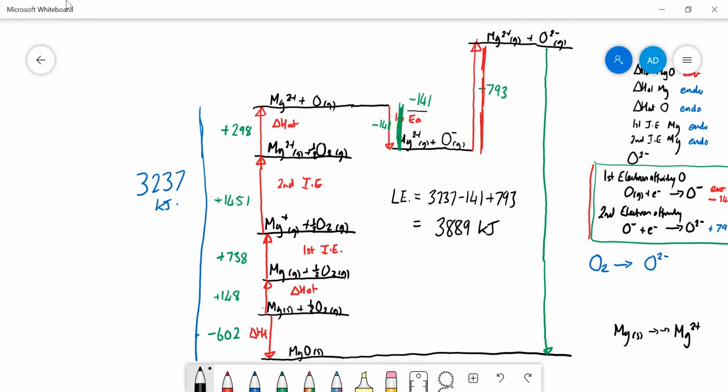And is it negative or positive? Well, it's formation, and the arrow's going down, so it's negative. So that is our answer.